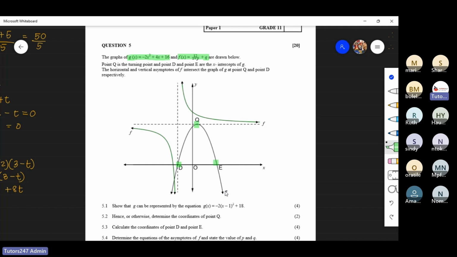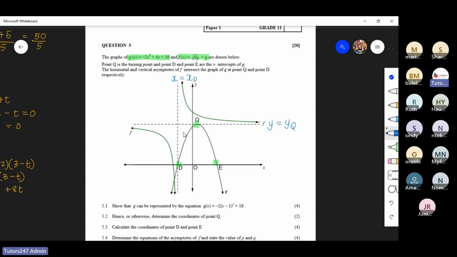Those dotted lines represent the asymptotes of the hyperbolic function. Because it's cutting Q, the y asymptote of our hyperbolic function is equal to the y value of Q. And the x value of the vertical asymptote of our hyperbolic function is the x value of point D. Once we find the coordinates of Q and D, we will then have the asymptotes of our hyperbolic function.